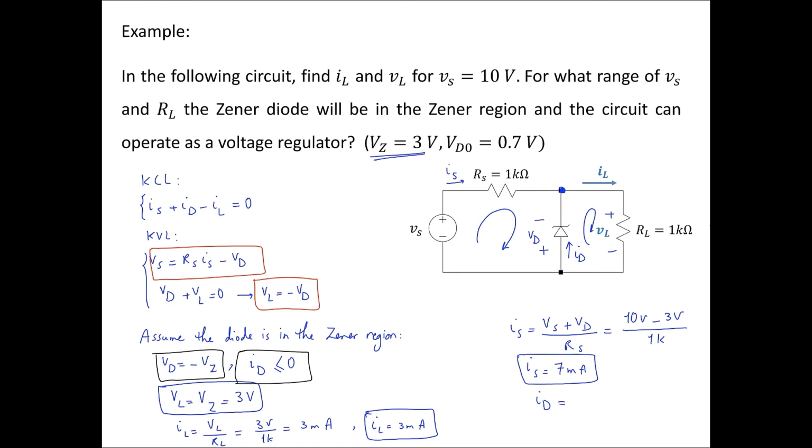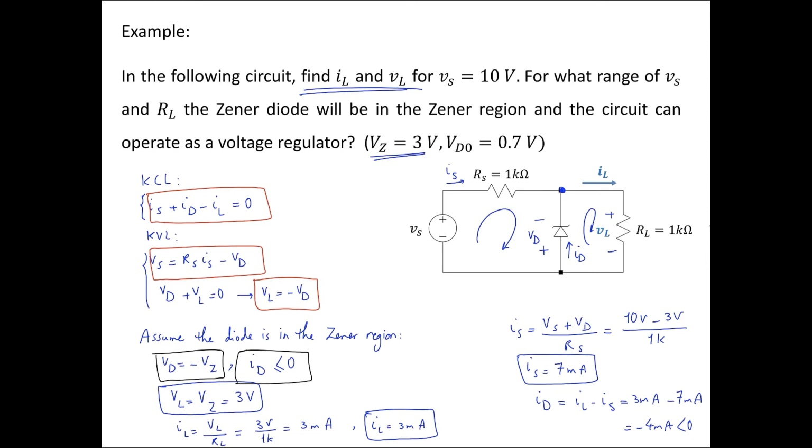So ID is going to be equal to, using the KCL that I had in here, IL minus IS. That's going to be 3 milliamps minus 7 milliamps, which is equal to negative 4 milliamps. This is less than 0, so my assumption for the diode operating in the Zener region was correct. And these are the currents in the circuit. And I found IL and VL for the circuit as the question asks us to do.